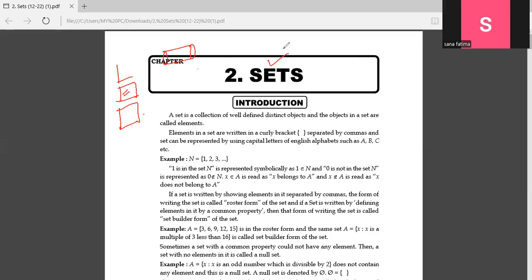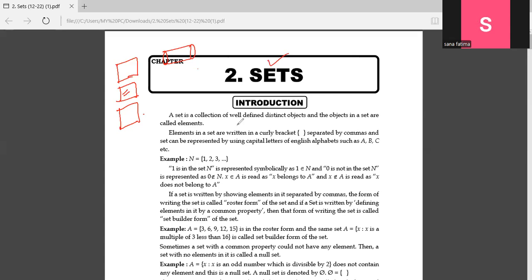You are arranging well-defined distinct objects. That's it. You know the different categories. That is your day-to-day life example. And if you have a pouch, you know the categories: you keep erasers at one side, sharpeners at one side, pencils at one side, pens at one side. You are setting different things in different types. Okay, so sets. Let us start with set.